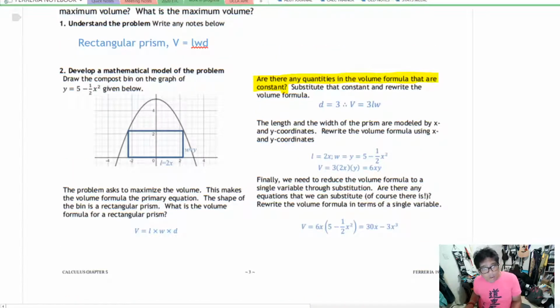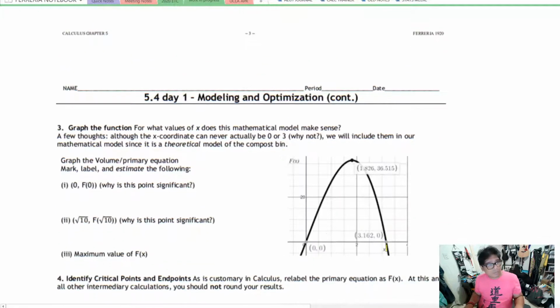And we know that y is 5 minus 1/2 x squared. So when we simplify that, we get that the volume is equal to 30x minus 3x cubed. And that's key for us. We have to make sure that our volume formula, our primary formula, has only one variable in it, x in this case. So let's see what we do next.